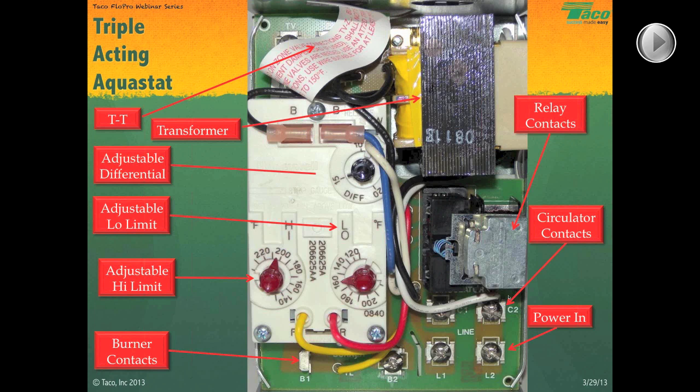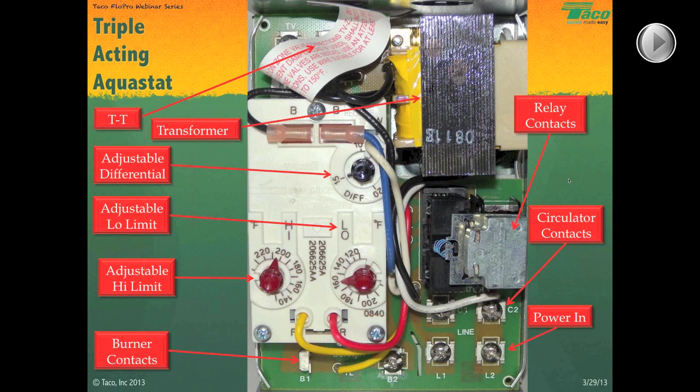And then you have your adjustable differential. Here you can dial up and change the differential from 10 to 15 to 20 degrees, depending upon what you need it to do. Many high limit aquastats will have a built-in differential, and you can buy different models. They may have an 8-degree differential, 10-degree differential, or 15-degree differential. It just depends on what you buy. This one has an adjustable differential.